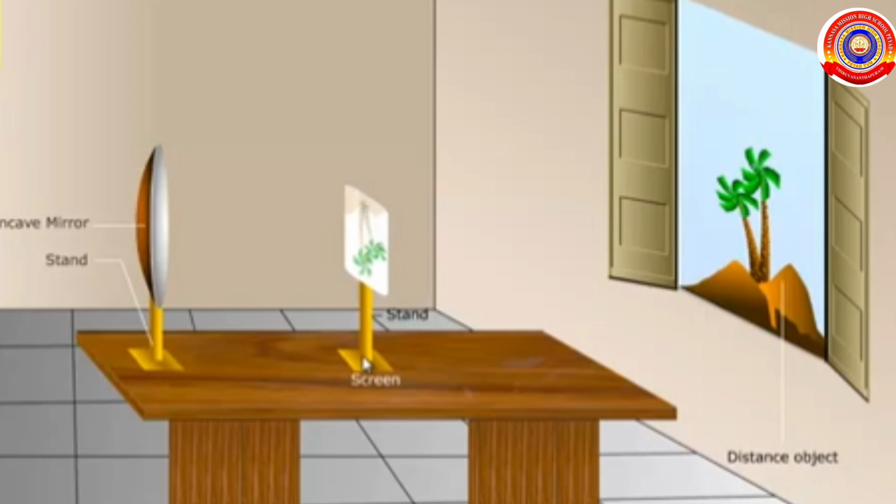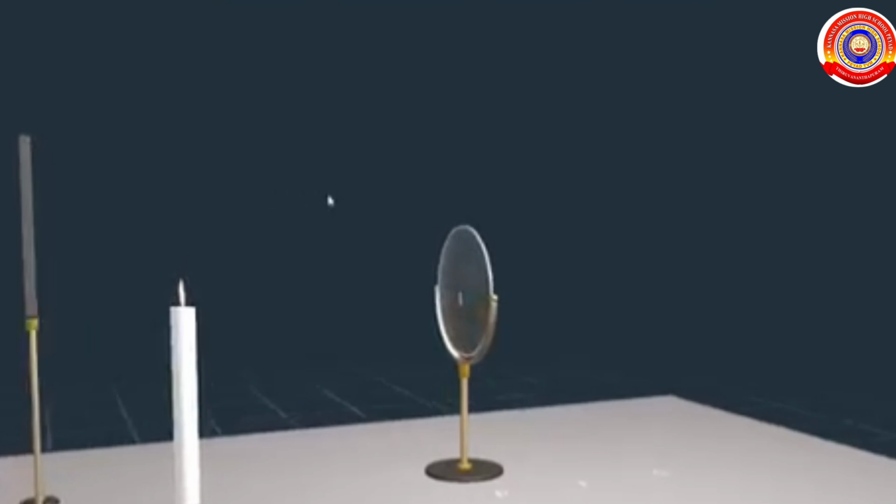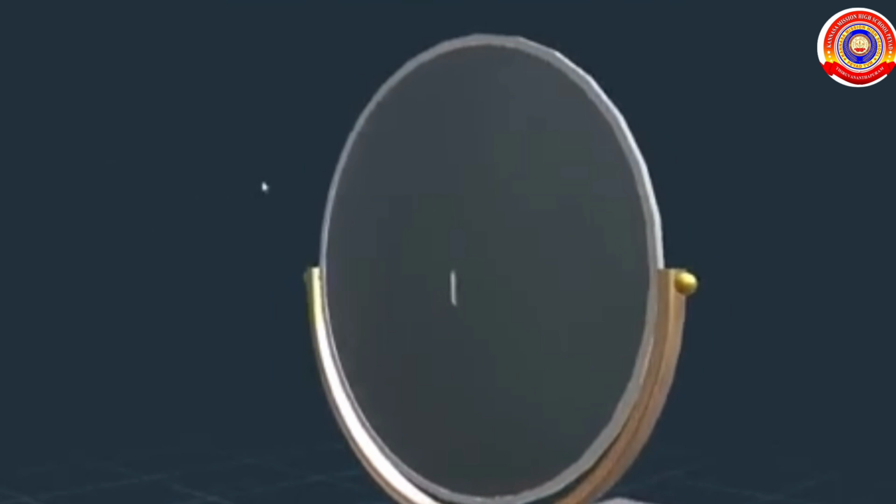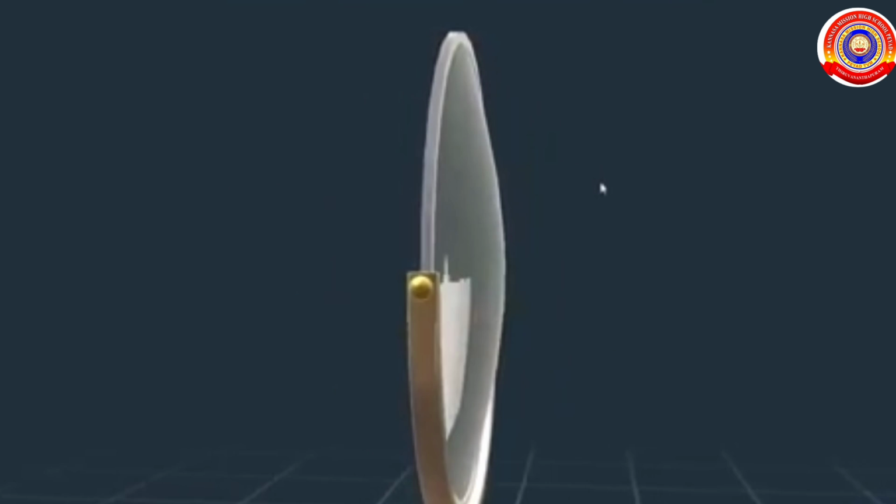In a concave mirror, a real image is formed, that is, the image can be caught on a screen. And in a plane mirror or a convex mirror, a virtual image is formed, that is, the image is formed inside the mirror.